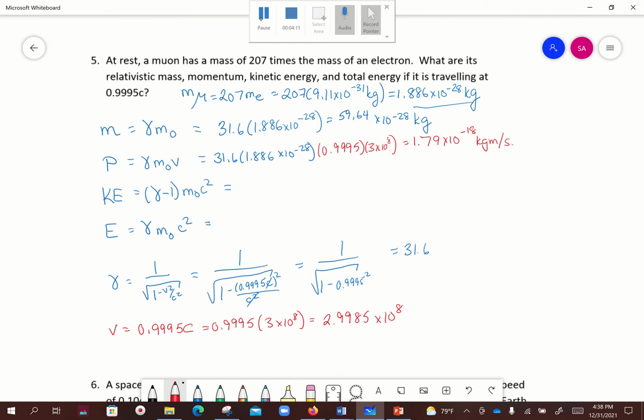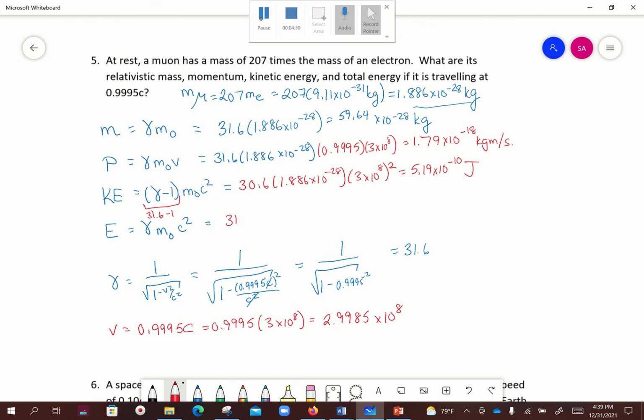All right, so now kinetic energy is gamma minus 1 times m0 c squared. So gamma minus 1 is 31.6 minus 1, which is just going to be 30.6, right? So I get 30.6 times m0, again 1.886 times 10 to the minus 28, times c squared. Well, what's c? C is the speed of light, 3 times 10 to the 8, and I got to square it. So I get 5.19 times 10 to the minus 10 joules, since it's an energy.